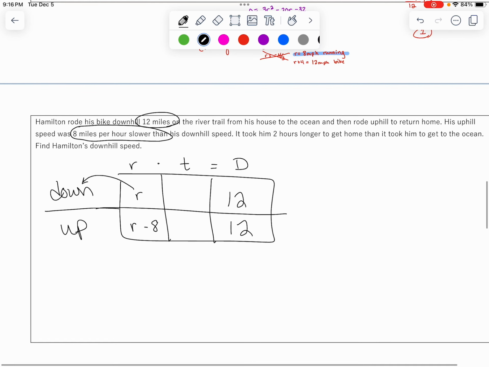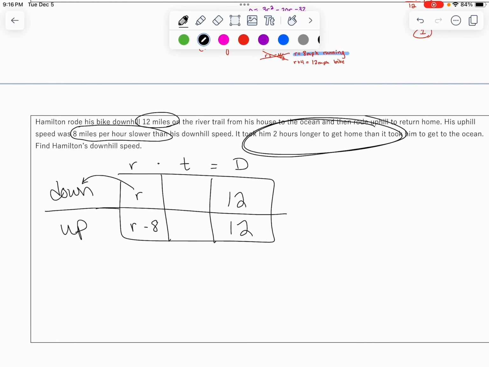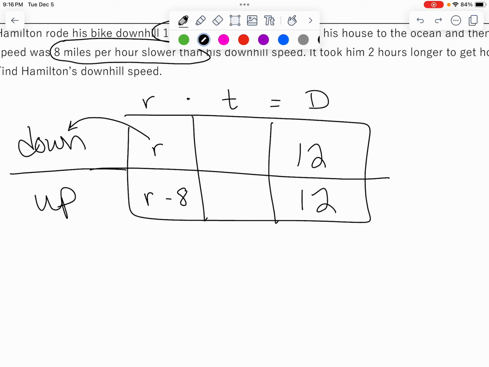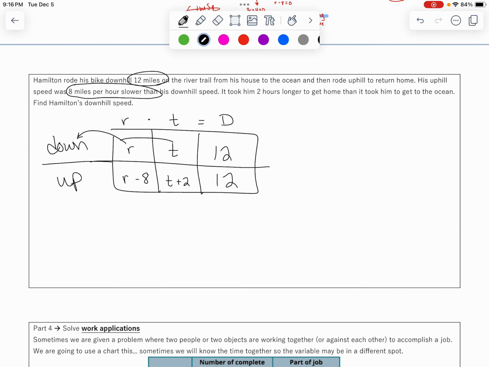Okay, it took him 2 hours longer to get home. Which one was home? The uphill. The uphill, that makes sense. 2 hours longer. How do we do 2 hours longer? T plus 2. Now, I would have done the same thing. T would be the downhill time it took. Okay, I'm sorry I interrupted you. Thank you. I'm so sorry.